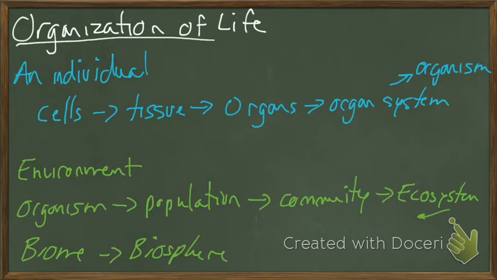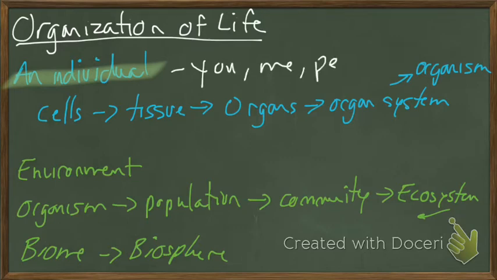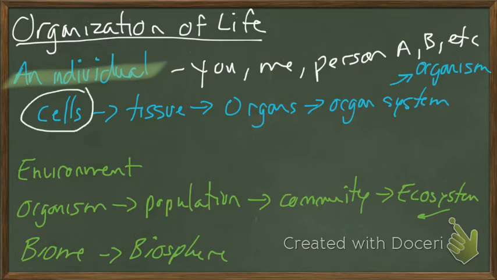The organization of life. This can be looked at two different ways. First of all, as an individual. So that means you or me. You, me, person A, person B, etc. Okay? At a cellular level, or at a microscopic level, we are composed of cells. All living things are made up of cells. So cells, those little things that have the nucleus, the mitochondria, the Golgi apparatus. That kind of looks like a donut with maybe some sprinkles on it, but it's a cell, trust me.